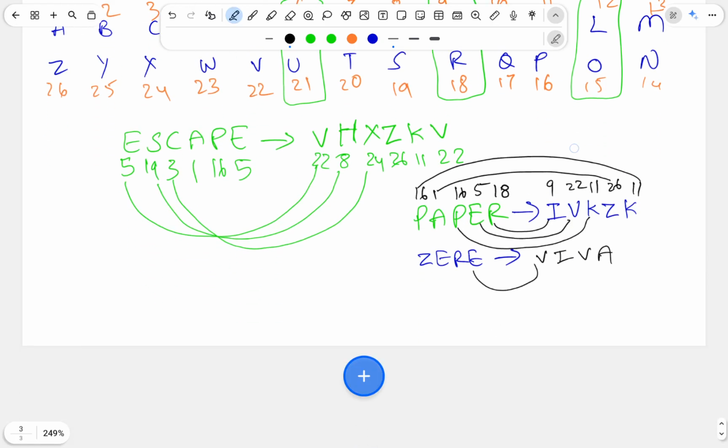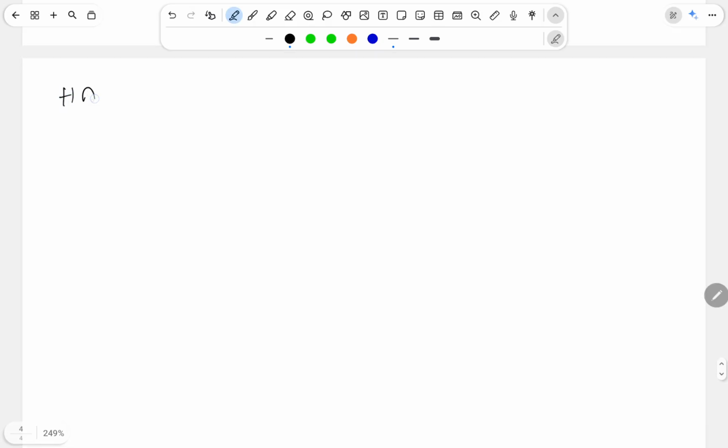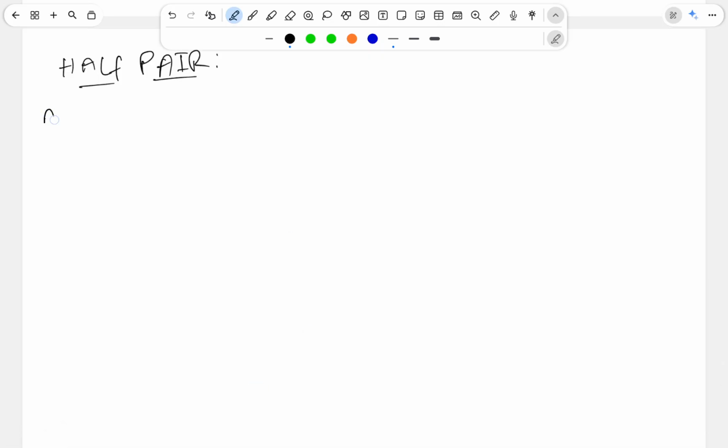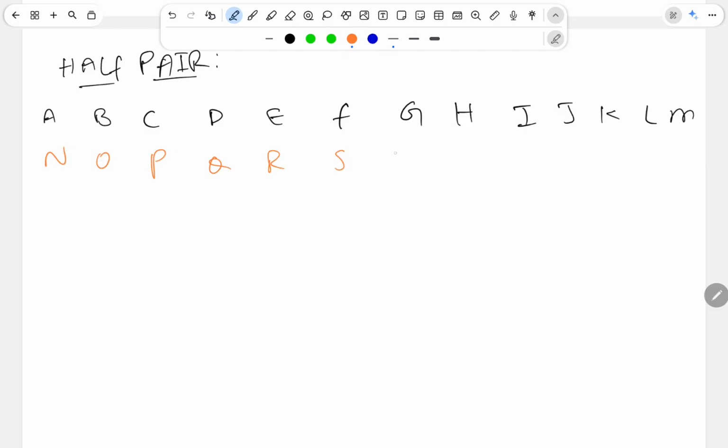Then what is half pair? Half pair. Suppose I take letters again, A, B, C, D, E. Now see, the next set we are writing exactly below A. Then give the numbers 1, 14, 15, 2, 5, 21, 8.